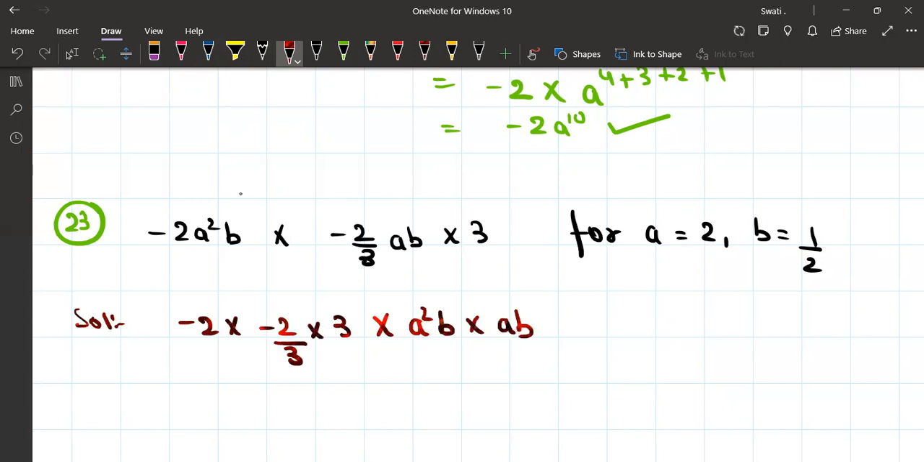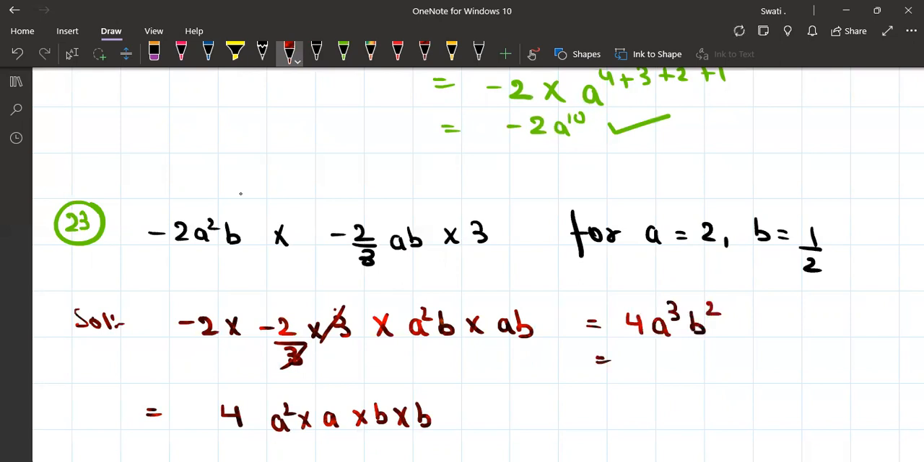Right? Clearly this 3 will get cancelled. So minus 2 times minus 2 is 4. And then this is a raised to 2 times a, and then b times b. Right? So clearly this is going to be, I'm writing it here, 4 a raised to 3 because 2 plus 1 is 3, and then b raised to 1 plus 1 is 2.